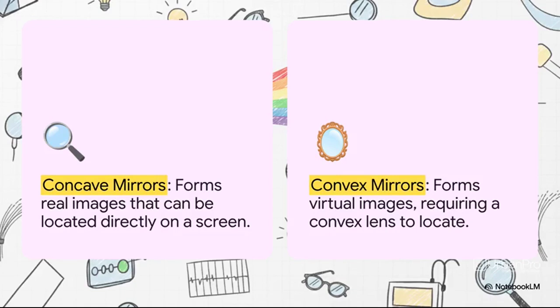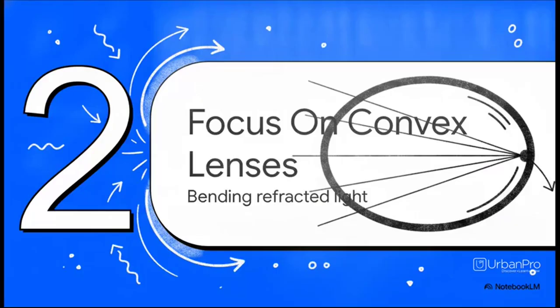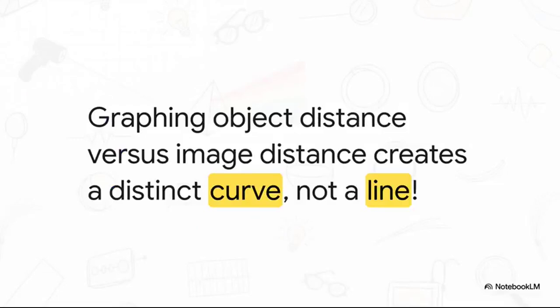Pretty neat, right? All right, moving on to Section 2, focus on convex lenses. This time, we are dealing with bending refracted light. For our convex lens, we're once again going to measure our object distances, the U's, and image distances, the V's. But let's mix it up and look at a completely different kind of graph. Instead of plotting the inverses like we did before, what if we just plot U straight onto the x-axis and V straight onto the y-axis?